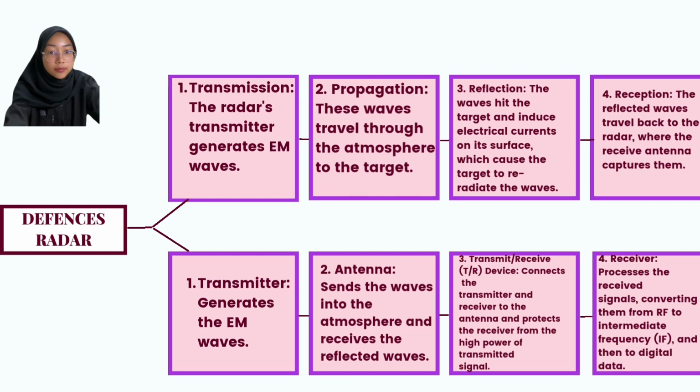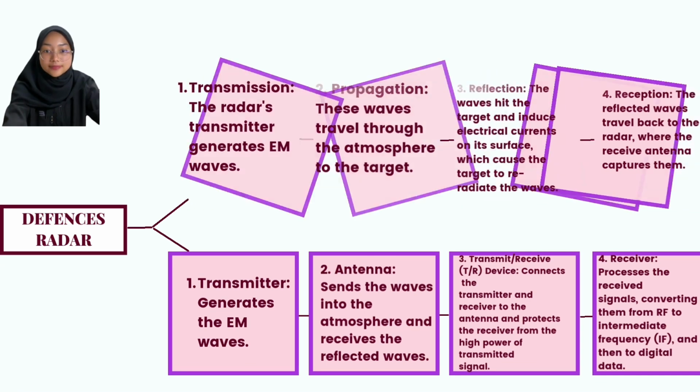The last part is how the components work in the defense radar system. The transmitter generates the EM waves. The antenna sends the wave into the atmosphere and receives the reflected waves. The transmit/receive device connects the transmitter and receiver to the antenna and protects the receiver from the high power of the transmitted signal. The last one is the receiver, which amplifies and processes the received signals, converting them from RF to intermediate frequency, which is IF, and then to digital data if digital data processing is used.